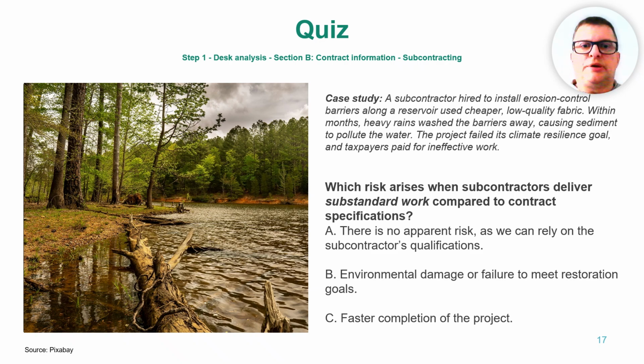Answer B. Answer B is correct. Why? Substandard work undermines the environmental objectives of the contract. Poor materials or techniques can cause long-term ecological harm and waste public resources.